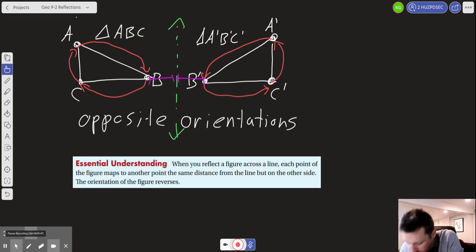So that's a little bit of vocab in there. We have this word maps, and we have this word orientation, and those are important words when we're talking about reflections. Mapping just means that there's a one-to-one correspondence. B is mapped to B prime. A is mapped to A prime, and C is mapped to C prime. They are corresponding points from the original and reflected figures.